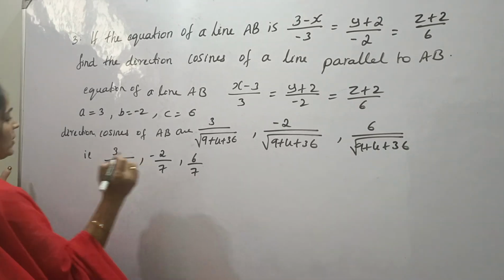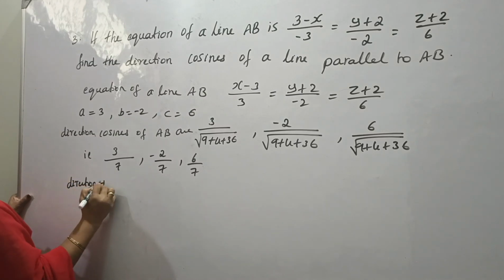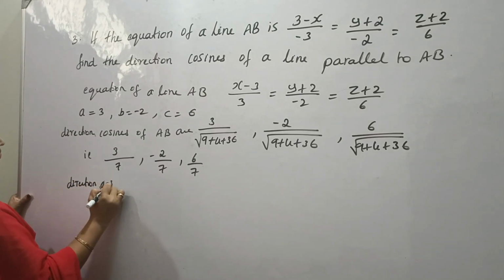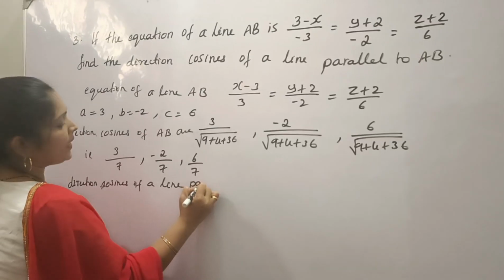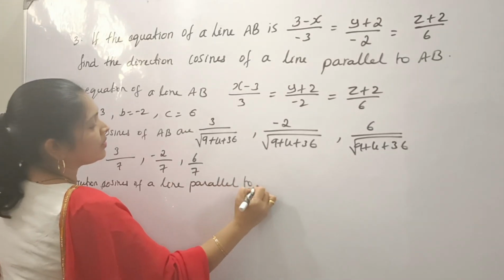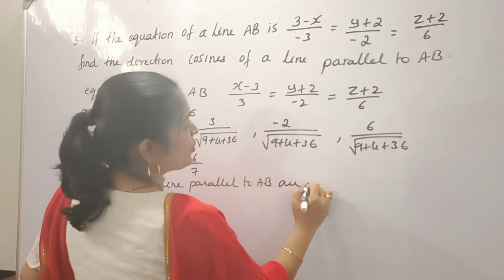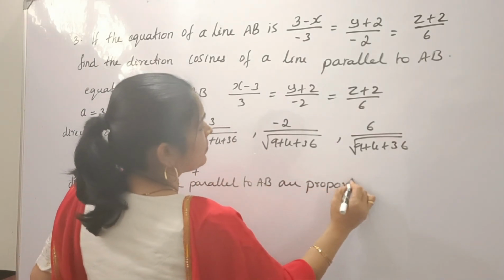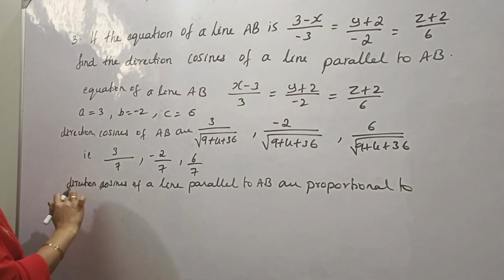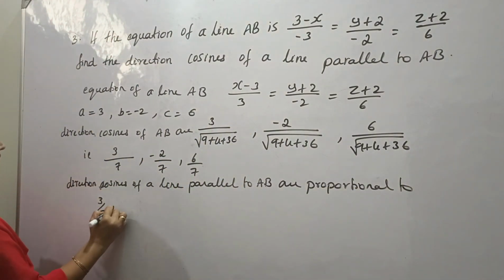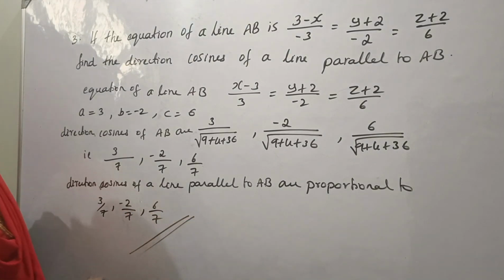Okay. Therefore, direction cosines of a line parallel to AB are proportional to direction ratios of AB. That is 3 by 7, minus 2 by 7, 6 by 7.